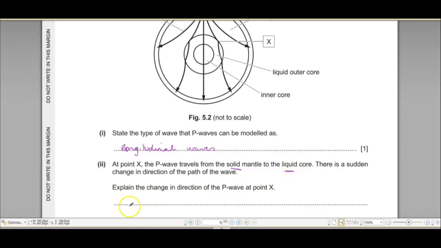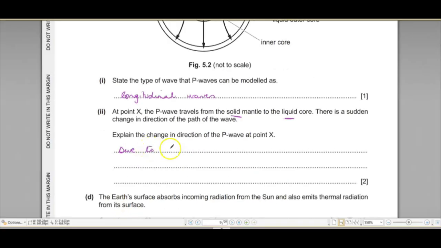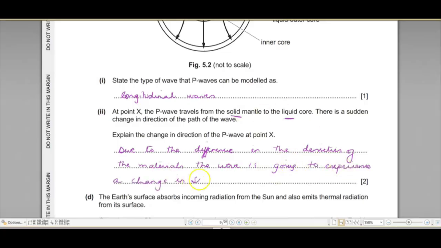So we can write that due to the difference in the densities of the materials, the wave is going to experience a change in speed, giving rise to refraction. Okay. So this part is done.